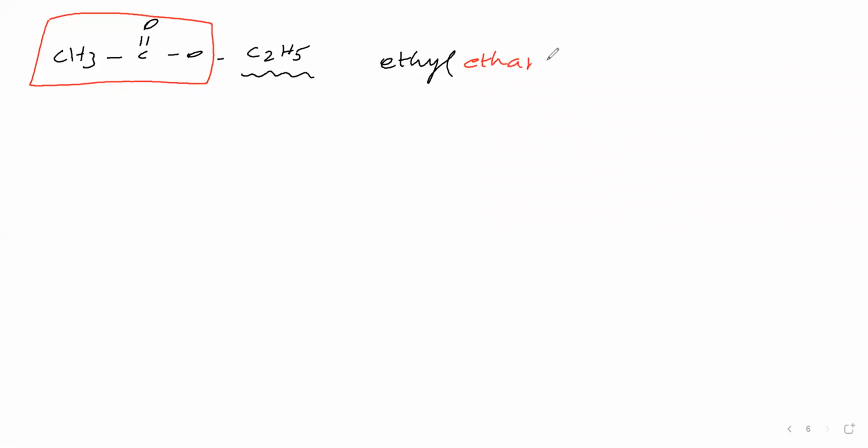Then primary suffix N, secondary suffix O8. So, ethyl ethanoate, this compound name is ethyl ethanoate, we can say. Ethyl ethanoate. Next compound we will take CH3, CH2, COO, CH3. Like this is there.